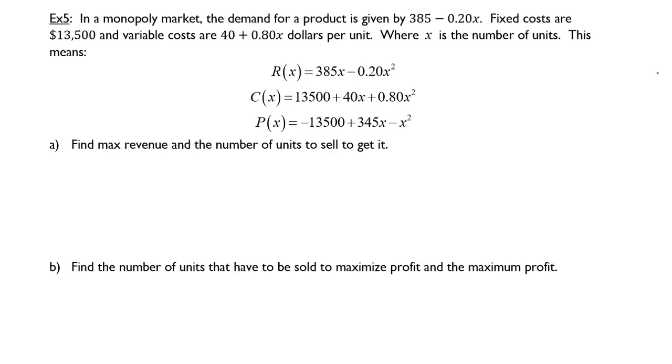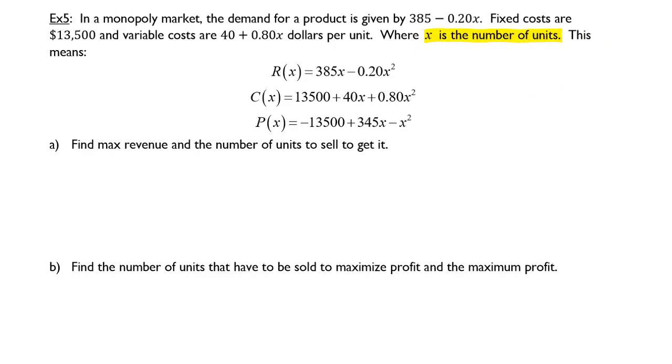Welcome back to part 6 on quadratic functions and modeling. We are now going to look at a monopoly market situation where the demand for product is given by 385 minus 0.2x. The fixed costs are 13,500 and variable costs are 40 plus 0.80x dollars per unit, where x is the number of units. If there's one thing you need to keep track of throughout this problem, it's that x represents the number of units.